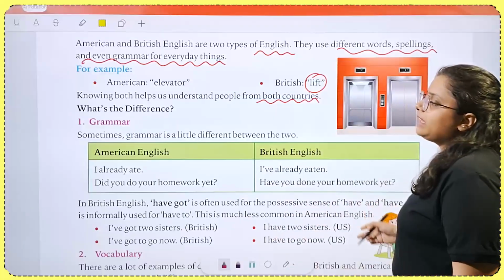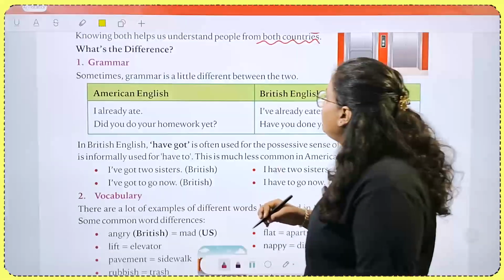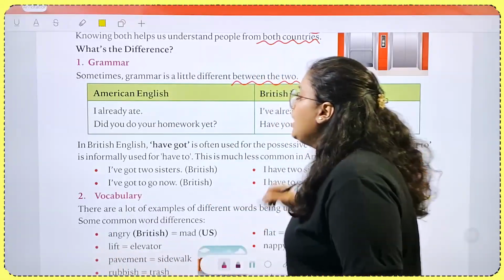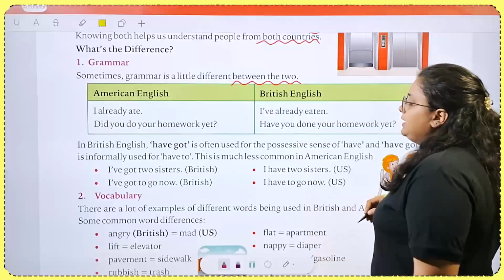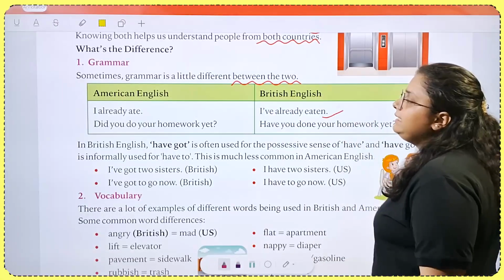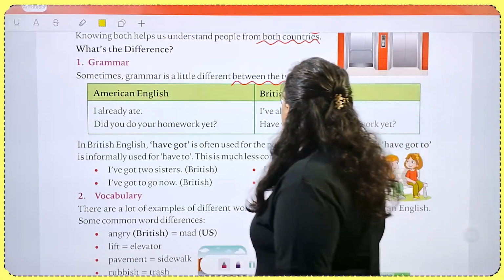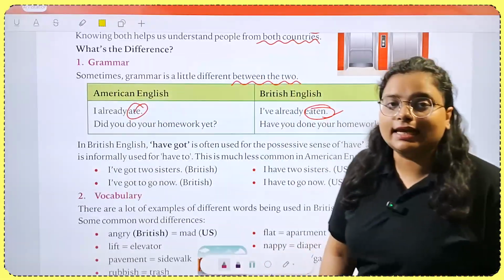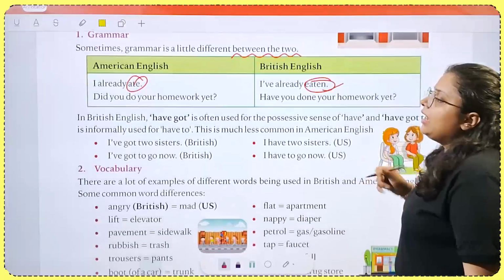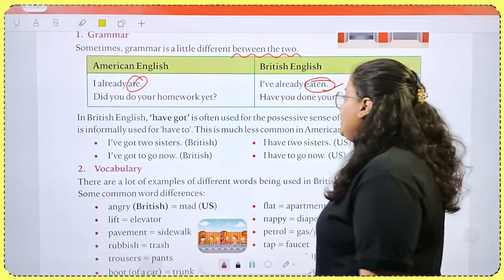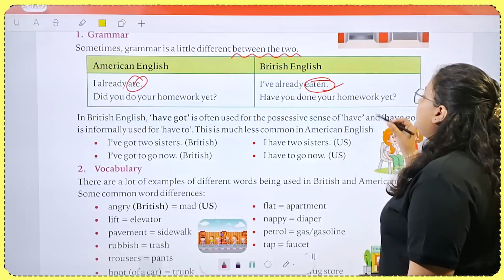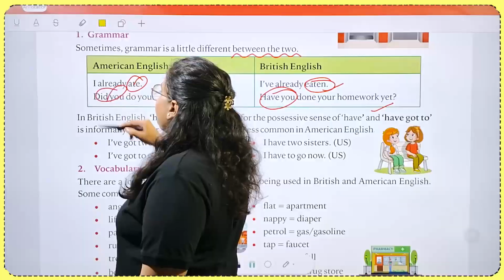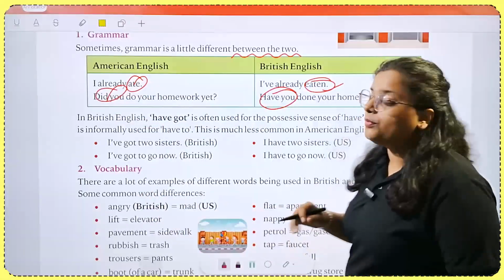What's the difference in grammar? Sometimes grammar is a little different between the two. American English: I already ate. British English: I have already eaten. So here it is eaten, and here the word used is ate. American English: Did you do your homework yet? British English: Have you done your homework yet? So, have you and did you, this is a point of difference.